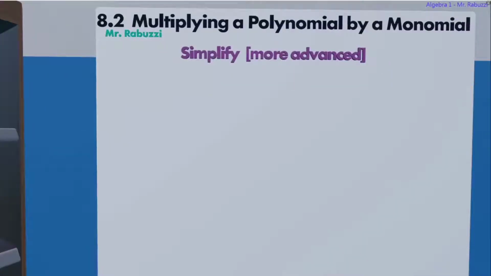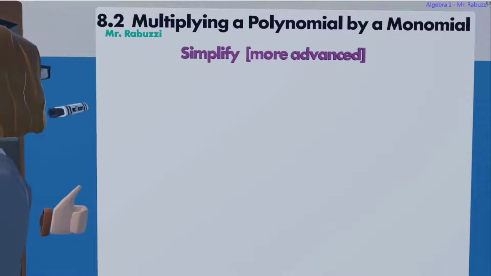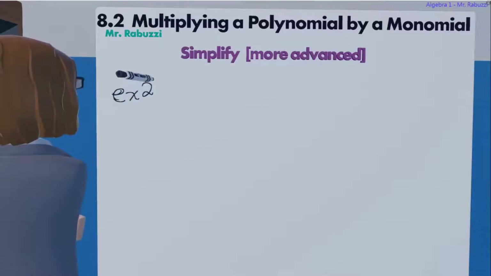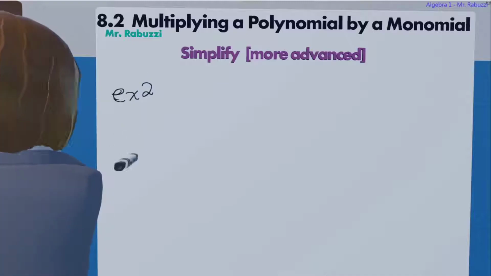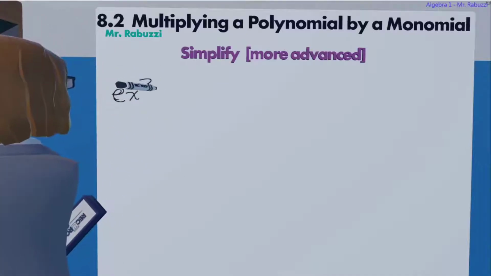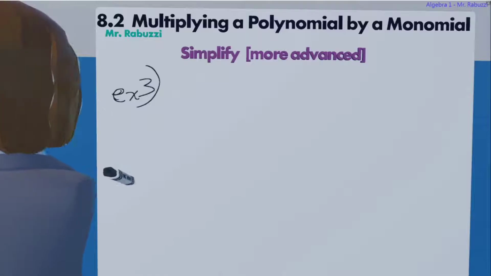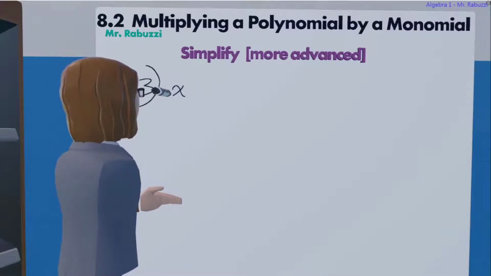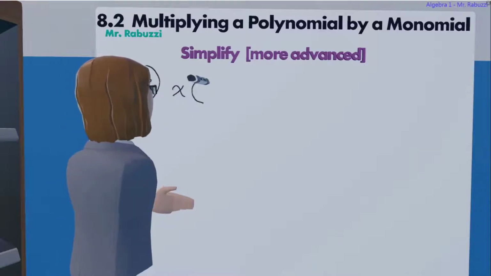Okay, moving on to the last board for today. This is going to get a little more advanced. Now we're going to simplify, which is what we've been asked to do in a lot of these problems. That basically just means that we have to do more than one step for each problem. So this is my example number 3, not from the book, remember.